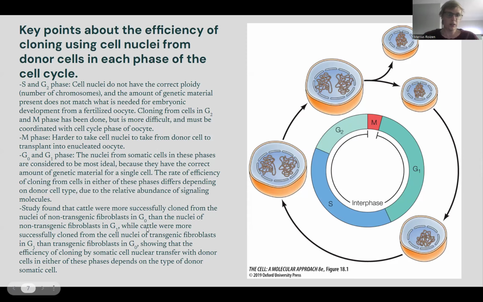Well, these cattle were more successfully cloned from the cell nuclei of transgenic fibroblasts in G1 than transgenic fibroblasts in G0, showing that the efficiency of cloning by somatic cell nuclear transfer with donor cells in either of these phases depends on the type of donor somatic cell type. This cell type was better in this phase, and this cell type was better in this phase.